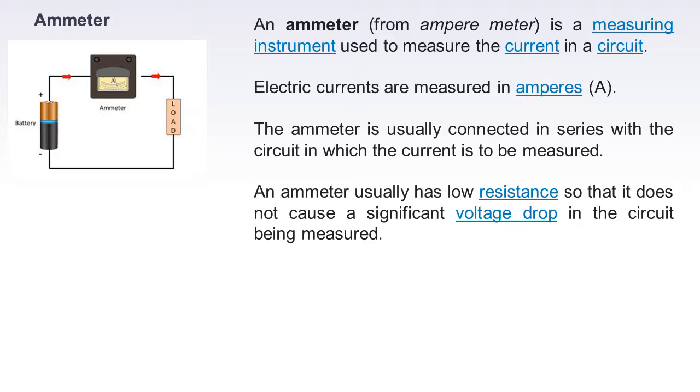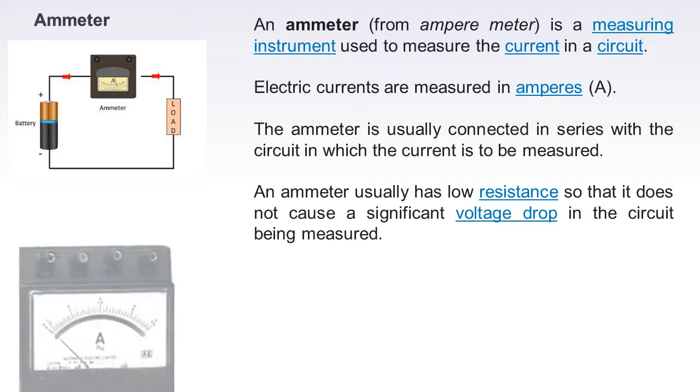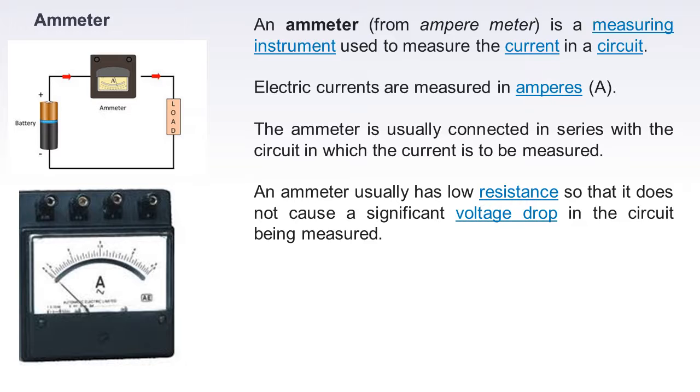An ammeter, from ampere meter, is a measuring instrument used to measure the current in a circuit. Electric currents are measured in amperes. The ammeter is usually connected in series with the circuit in which the current is to be measured. An ammeter usually has low resistance so that it does not cause a significant voltage drop in the circuit being measured, and it will provide accurate measurement.